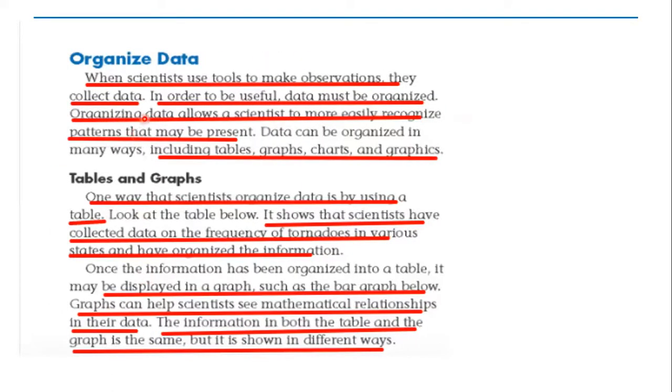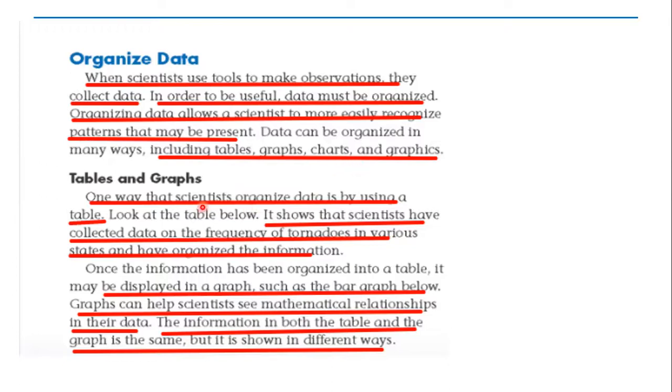Organized data. When scientists use tools to make observations, they collect data. In order to be useful, data must be organized. How must it be organized? Organizing data allows scientists to more easily recognize patterns that may be present. Organizing data can be done in many ways, including tables, as I showed you, graphs, charts, and graphics.